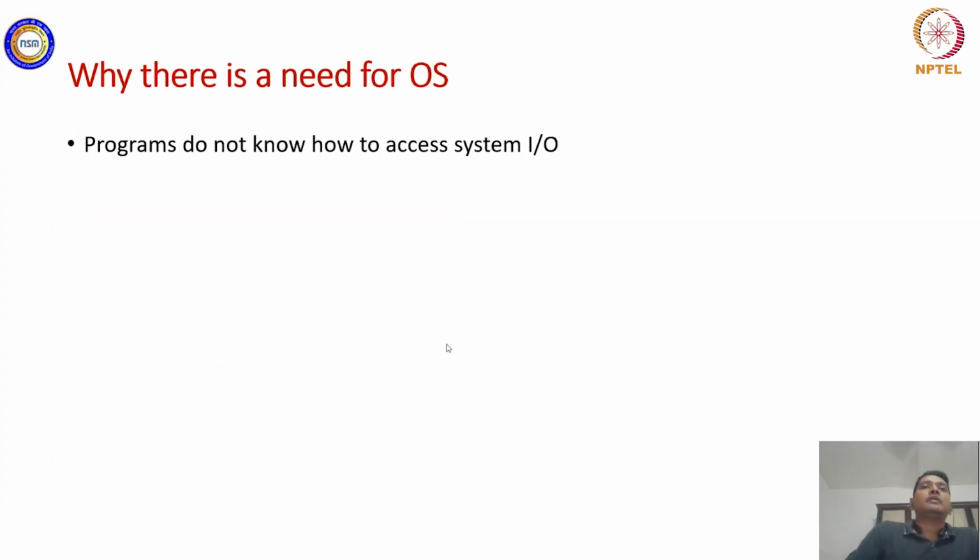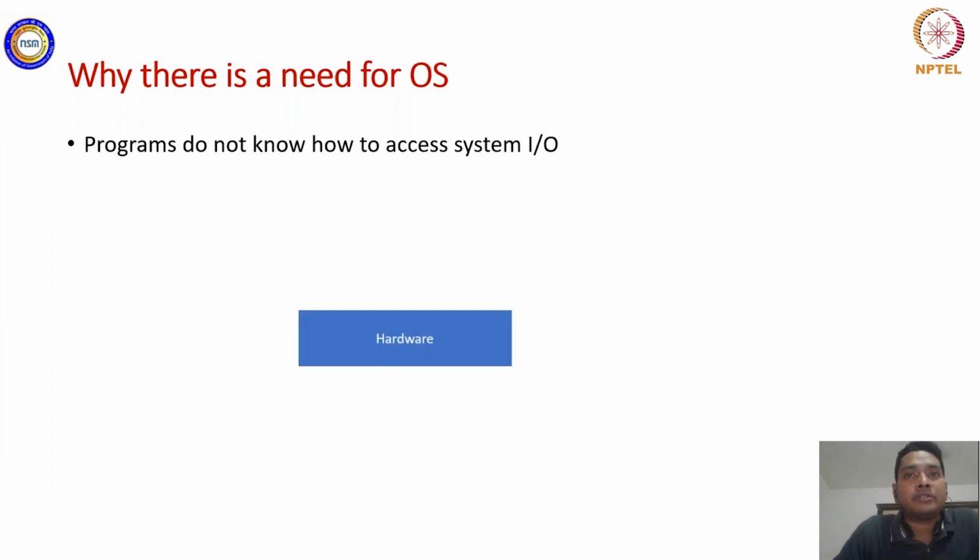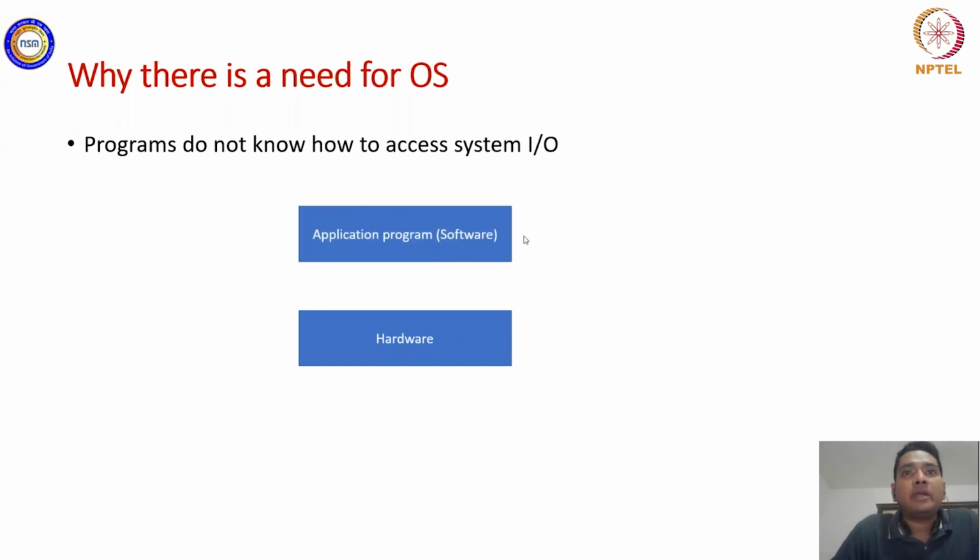Let us have a look at why we need this software, when we could directly run our application software on the hardware. By hardware, I mean the resources available in your computing system, the memory system, and other I/O devices. Now you have your application program, the piece of software that you want to run. You could run the application program directly on the hardware.